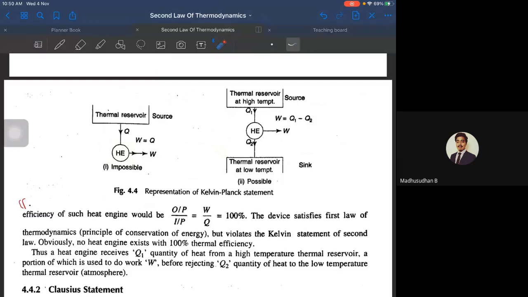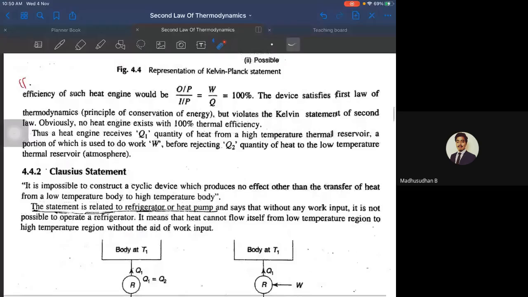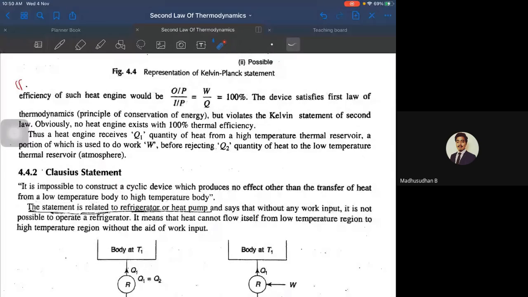If anyone could read it, that would be better. Niharika, just read the statement.